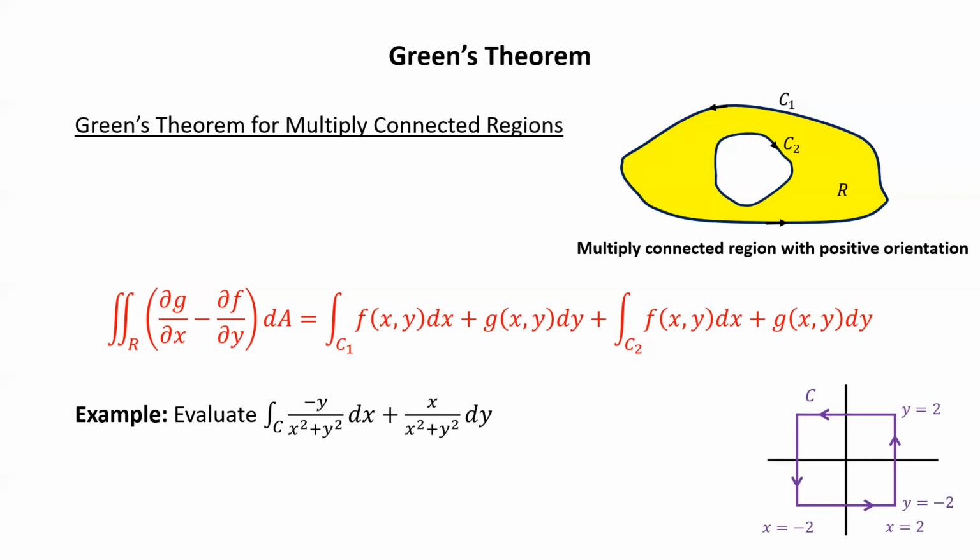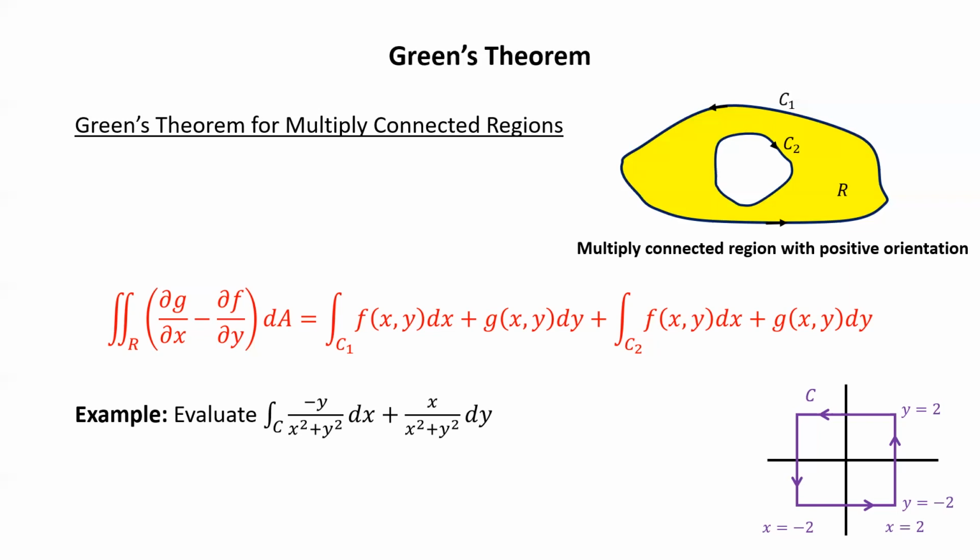Evaluate the line integral over C of negative y over x squared plus y squared dx plus x over x squared plus y squared dy. The first thing to notice about this line integral is that it does not meet the requirements for applying the standard version of Green's theorem. The problem is that the curve is bounding a region that contains the origin, and the functions little f and little g both are not defined at the origin. So in particular, they can't be continuous there. So we can't apply Green's theorem unless we get rid of the origin.